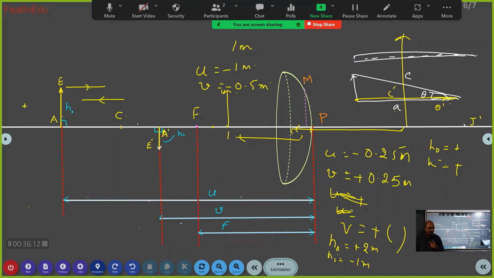Because I had something in my mind: that the object is erect and it is in front of the concave mirror. So I said U is equal to minus 1 meter, HO is plus 0.25 meters. So you understood what I meant? The object distance is minus 0.5 meters in front of the concave mirror, and the object height HO is minus 2.5 meters.